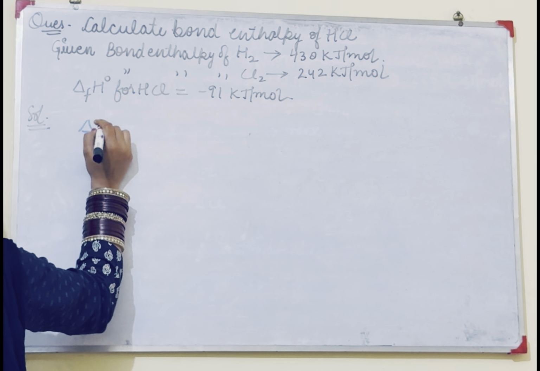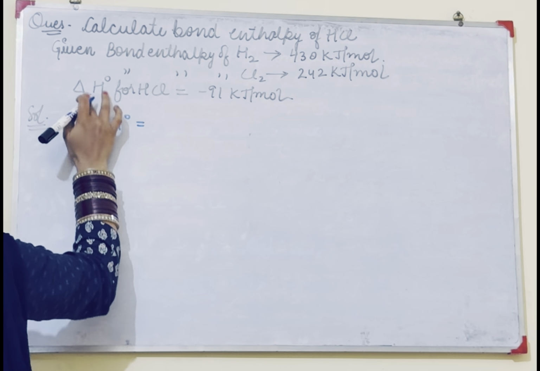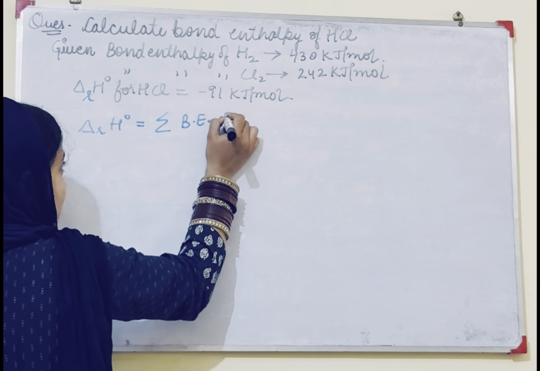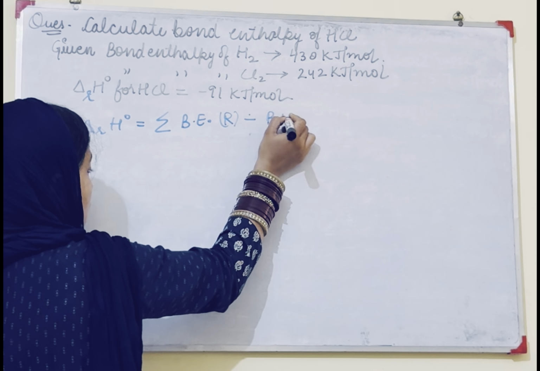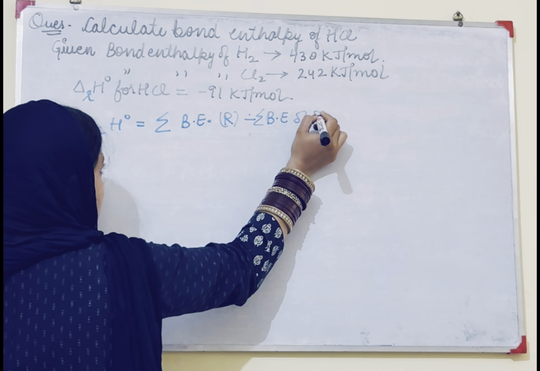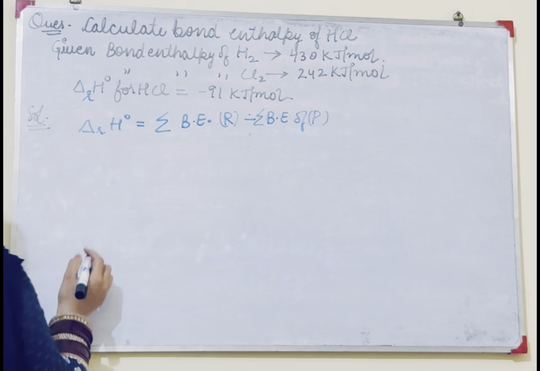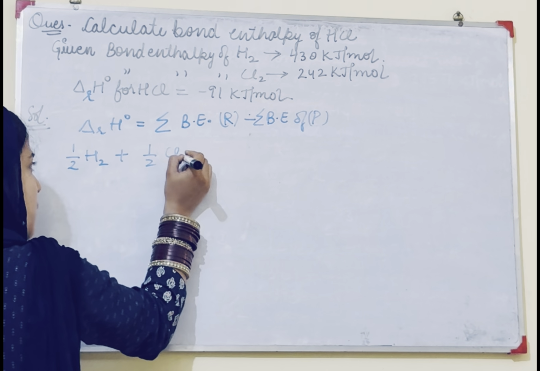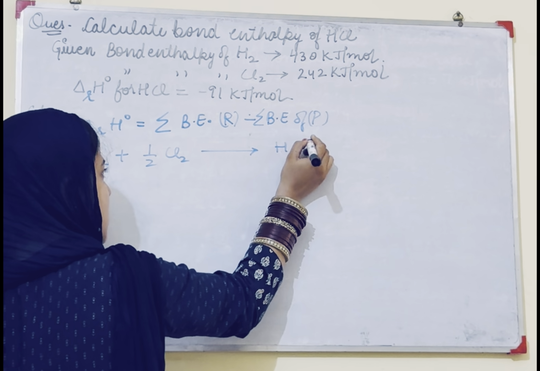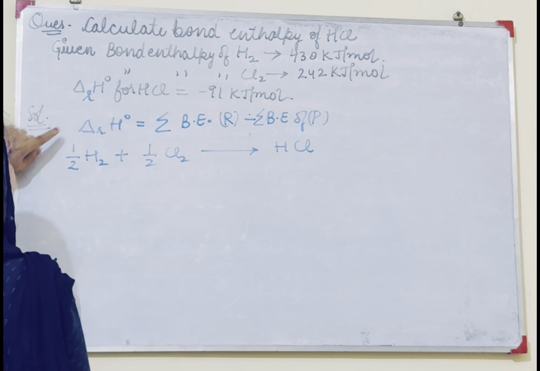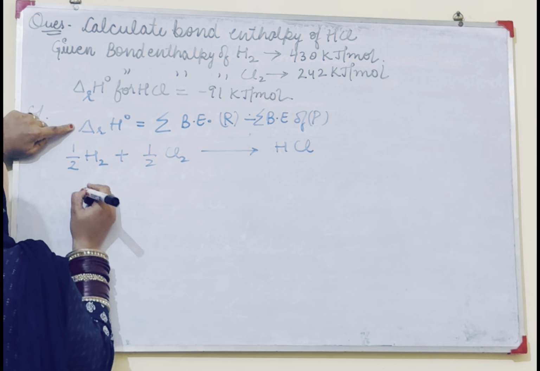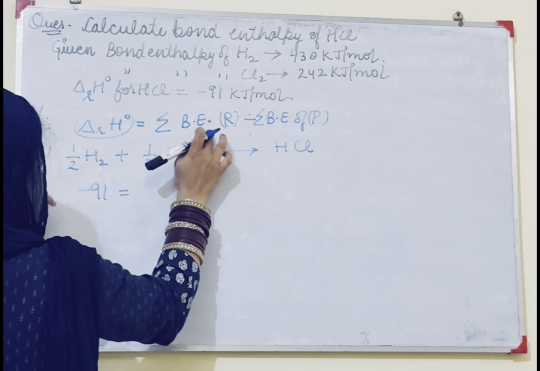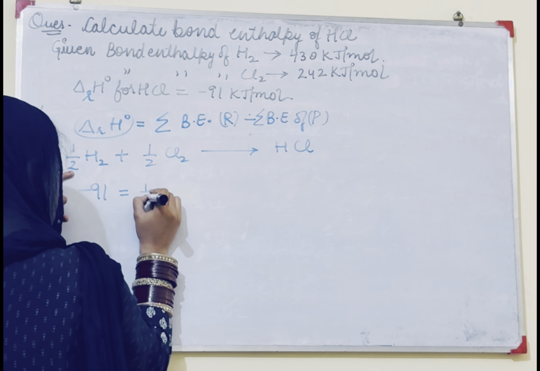Enthalpy of reaction is summation of bond energy of reactants minus bond energy of products. Now, what is the reaction? Half H2 plus half Cl2, it will form HCl. Now, if we apply this formula, what we have to get? This is already given, which is minus 91, which is equals to bond energy of reactant 1 by 2.